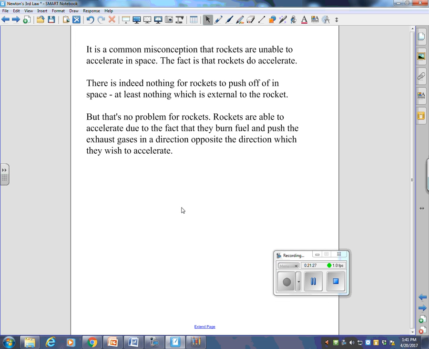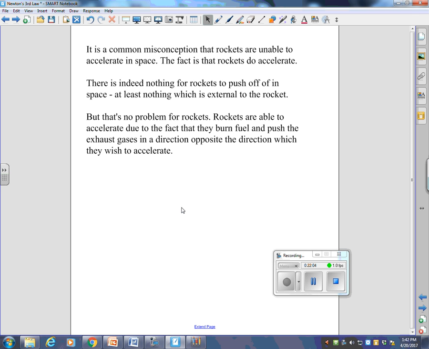It's a common misconception that rockets are unable to accelerate in space. The fact is that rockets do accelerate. There is indeed nothing for rockets to push off of in space, at least nothing which is external to the rocket. But that's no problem for rockets. Rockets are able to accelerate due to the fact that they burn fuel and they push the gas in a direction opposite the direction with which they wish to accelerate. So the rocket is actually pushing the gas molecules out, and the gas molecules push the rocket forward. It's really conservation of momentum.